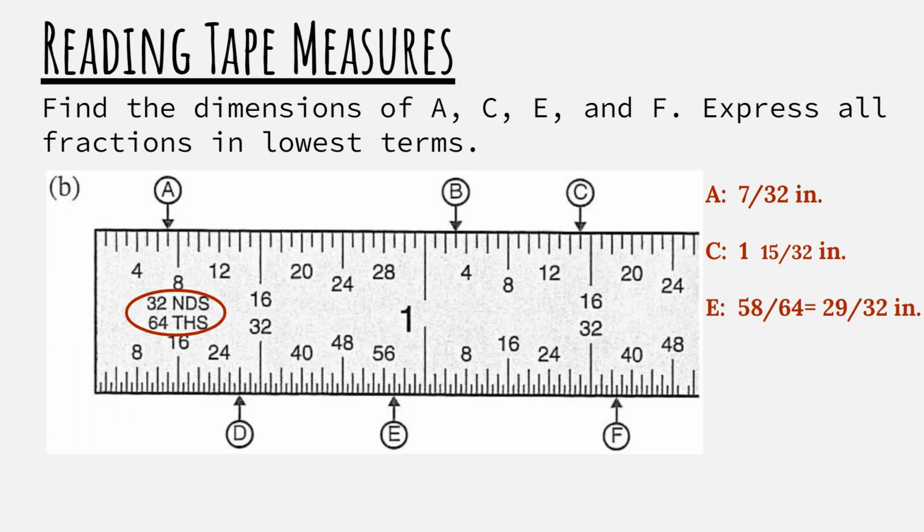E is on the bottom row, so we're in 64ths of an inch, and E falls at 58/64, which reduces to 29/32 of an inch. And then lastly, F is located at 1 37/64 of an inch.